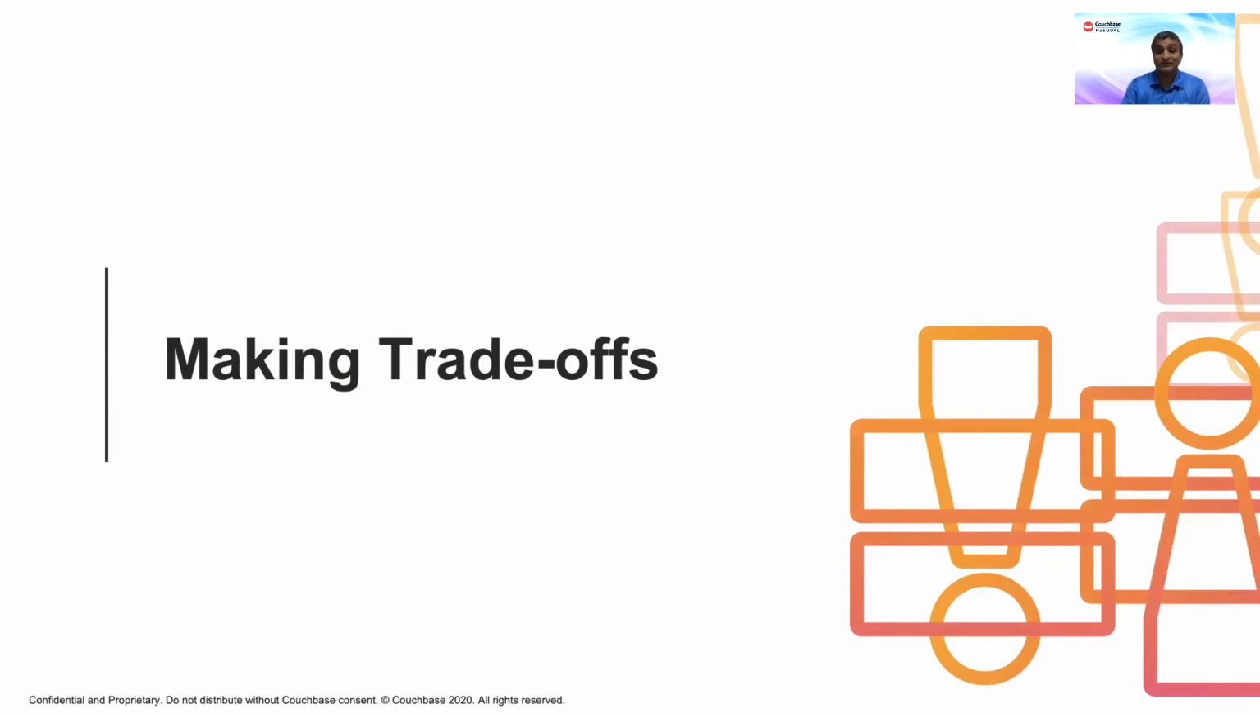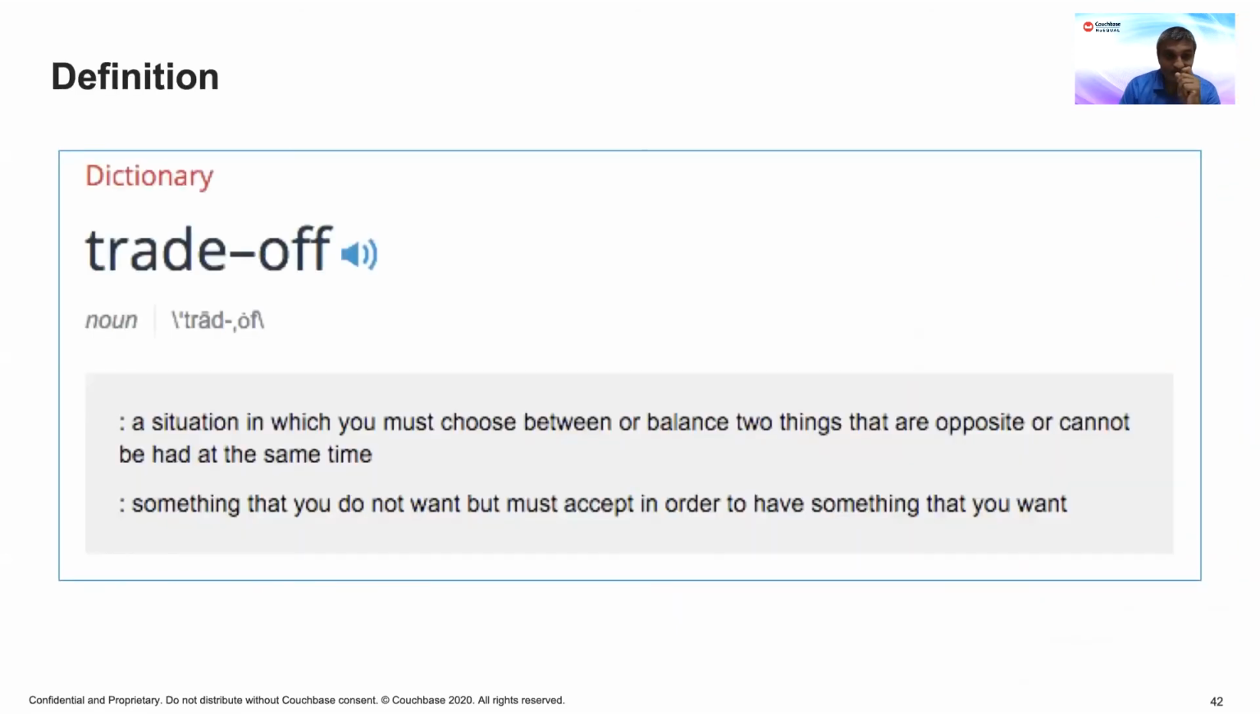Okay, let's talk about the trade-offs now. So when you talk about the trade-offs, it's interesting, right? So I was browsing, like, what does trade-off mean? Right? And I found this definition so interesting that I made a slide of it. So it says trade-off is a situation in which you must choose between or balance two things that are opposite or cannot be had at the same time. You're choosing between things that you cannot have at the same time. Something that you do not want but must accept in order to have something that you want. That's trade-off. Beautifully defined, right?